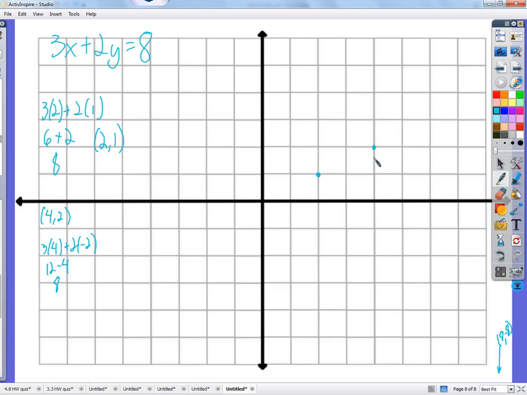4, -2. Okay. Does it look like they're making a line so far? Yeah. Well, of course they do. Any two points can make a line, right? Yeah. So we need to get some more to see if we're right.